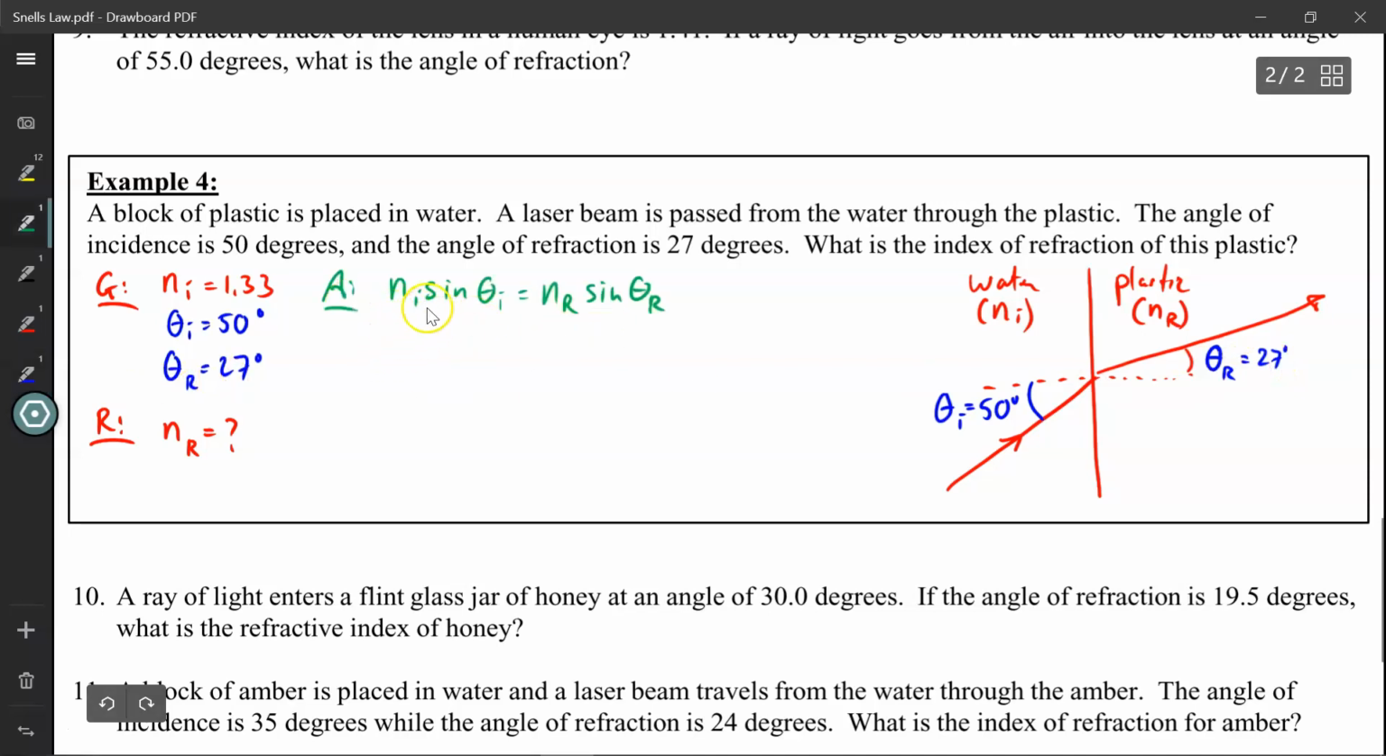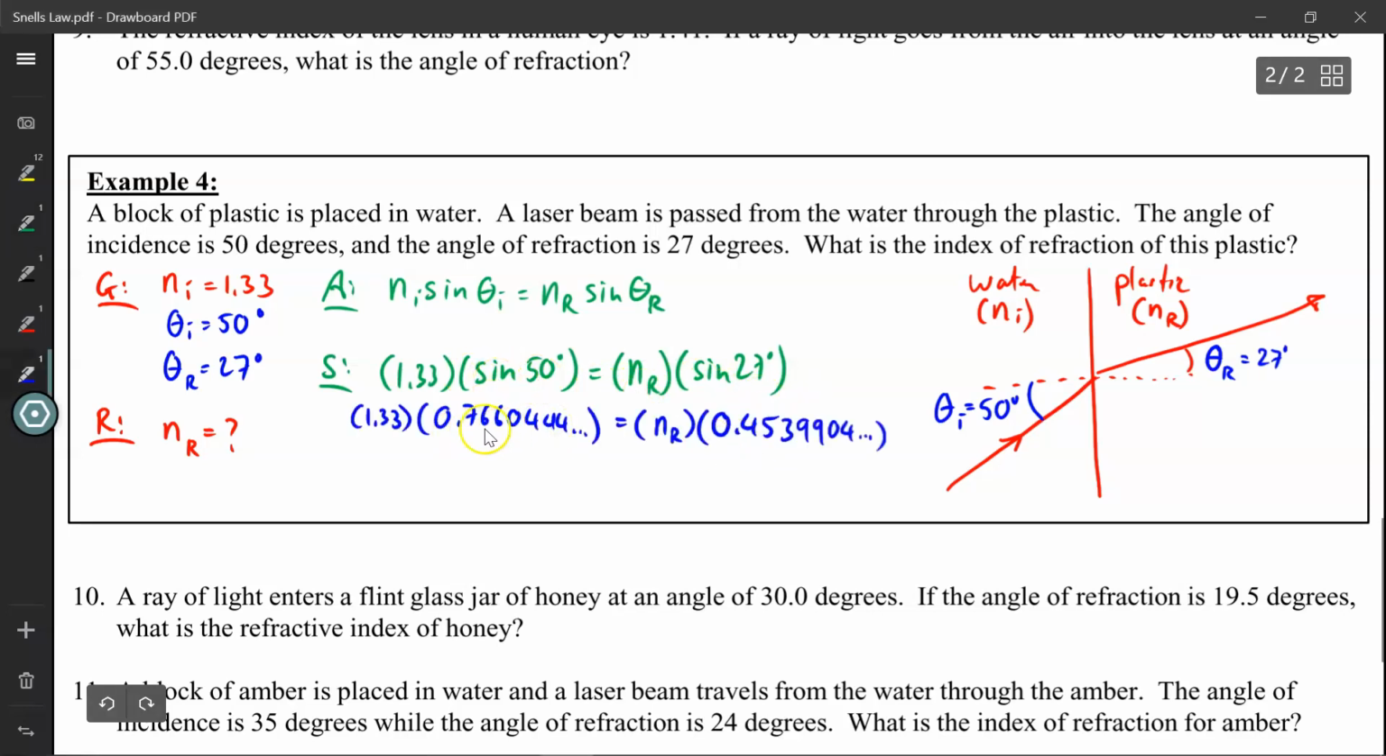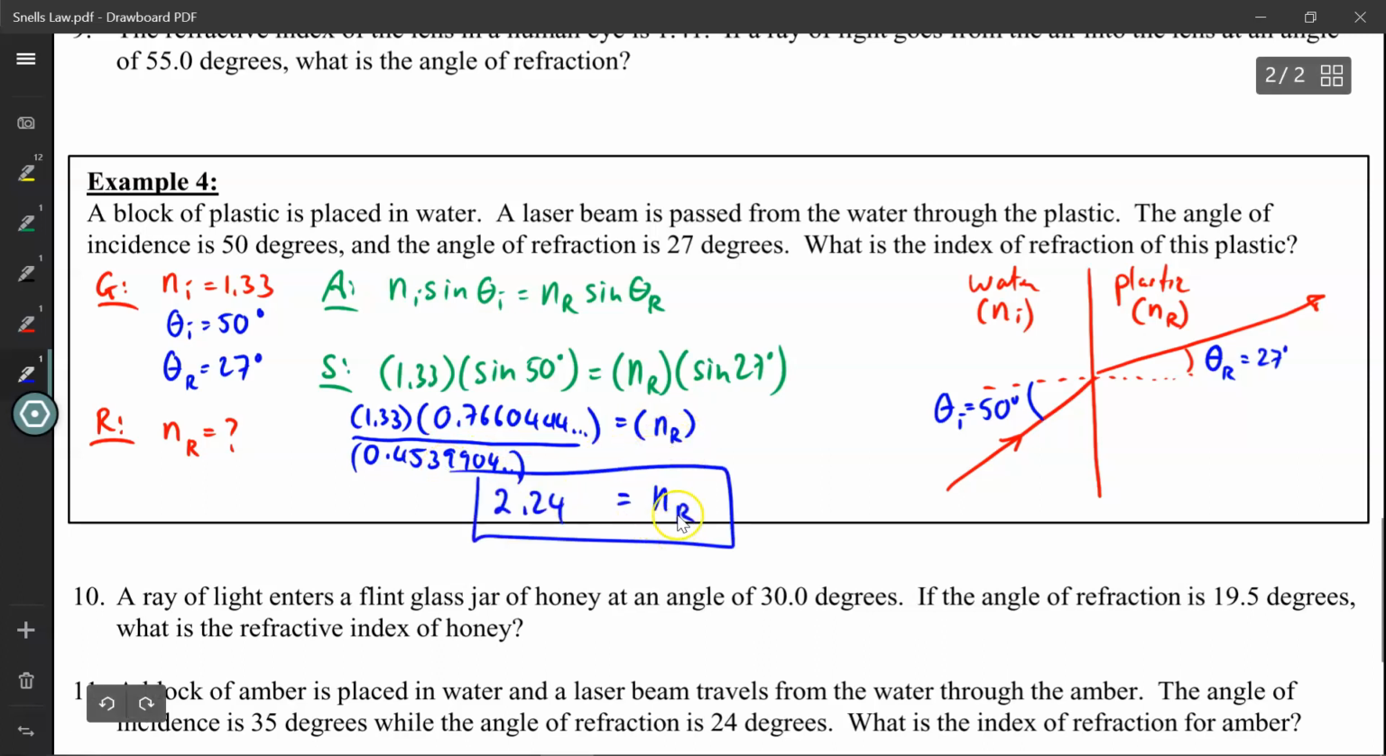Alright, so again, I'm going to use Snell's law. Ni sine theta I is equal to Nr sine theta r. Plugging these values in, I get 1.33 sine 50 is equal to Nr sine 27. I'm going to punch sine 50 into my calculator, which gives me this number, and sine 27, which gives me this number. Now don't round these numbers too early. Try to keep as many of the digits as you can, otherwise if you round too early, your final answer is going to be way off. So I'm going to divide out this number and bring it to this side. Now I have 1.33 times sine 50, divided by sine 27, and that equals Nr. This results in an index of refraction of 2.24 for this plastic.